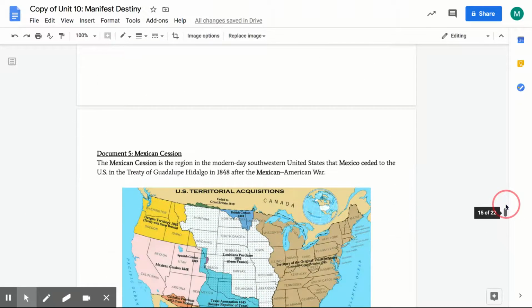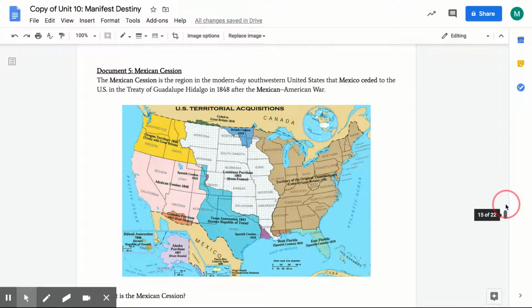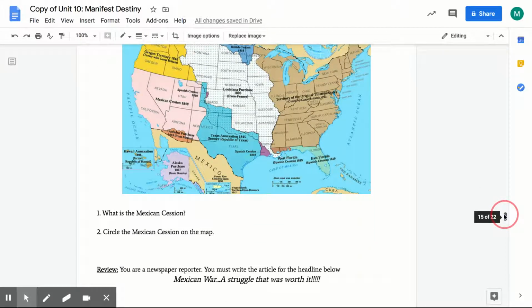Okay, good. Moving on down. Then we're going to talk about the Mexican cession. Basically, what's going to happen at the end of the war, Mexico is going to cede their land to the U.S., and if you remember from last unit, the word cede means to give up. So Mexico is giving up their land to the United States. That's kind of a hint as to who's going to win. And that Mexican cession, that land given up to the U.S., is located right here, this pink area.